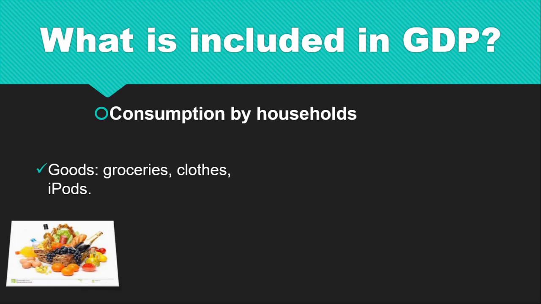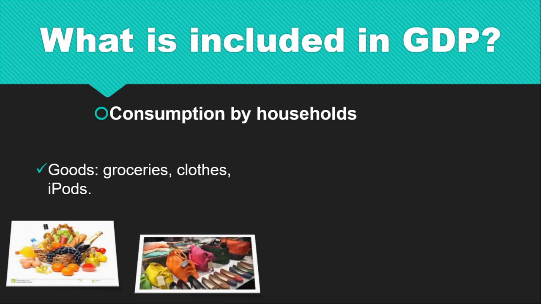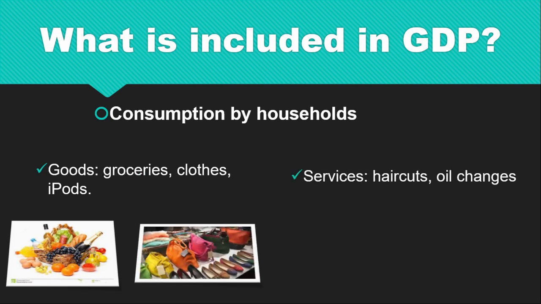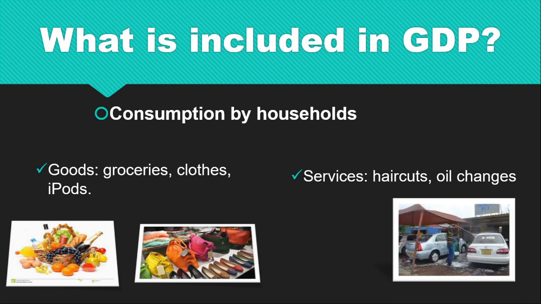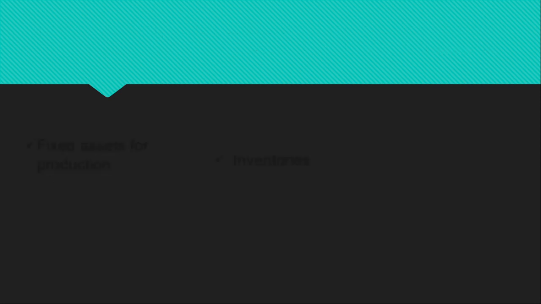Number one, we're talking of consumptions by households. So these can be goods and services that individuals buy or purchase. Can be when you go to Pick and Pay and you want to go buy bread. So that is part of consumptions by households and is part of GDP. When you take your car for a car wash, that's part of consumption and is part of GDP.